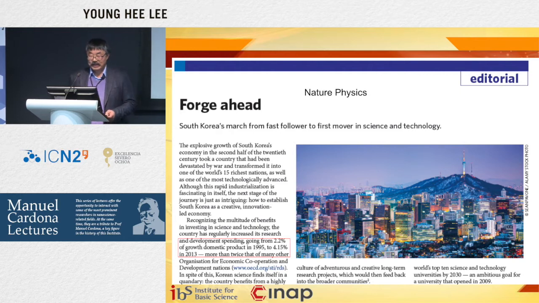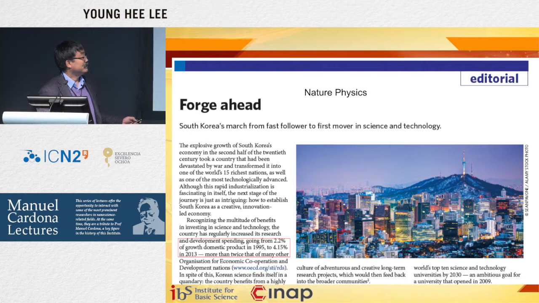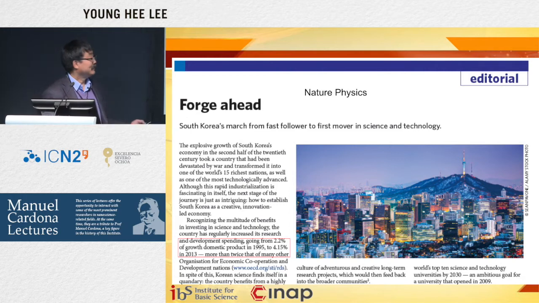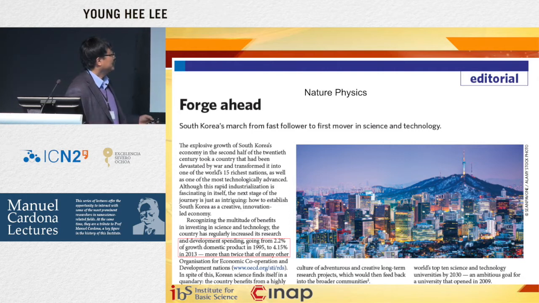So let me start with this Nature Physics article. It introduces what's going on in Korea, as you see from this red box. Our total GDP investment in R&D is more than 4%. This is more than twice that of many other OECD countries. Korea is always a highly technology-oriented country, but our government also puts a lot of effort into developing basic science, as you see from this article.